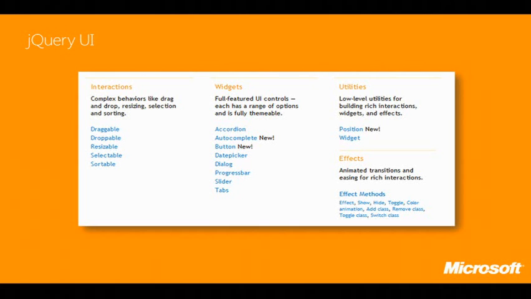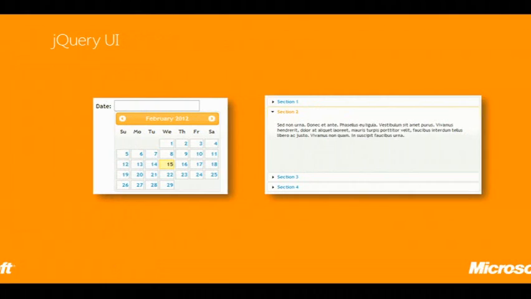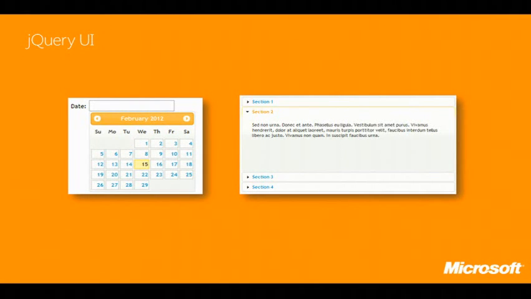There's some utilities. I'll give a demo of the position utility in a second, and there's also some extra effects that you can use with those animations. Here are just some samples of a date picker and an accordion, but you can use it as a tab control as well.